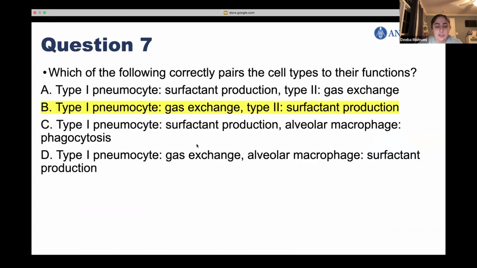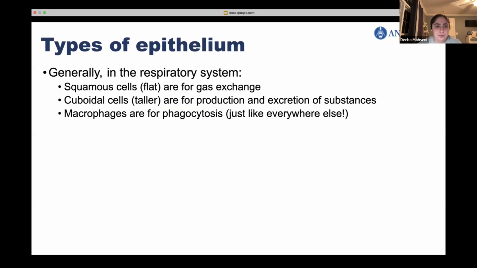So you can either remember that type 1 is flat and therefore it should exchange the gases, or remember that type 1 does the gas exchange, so therefore it should be flat. Either way works. Very generally within the respiratory system, your squamous cells have to be very flat. Everywhere, your squamous cells are flat. In the respiratory system, they're flat for gas exchange.